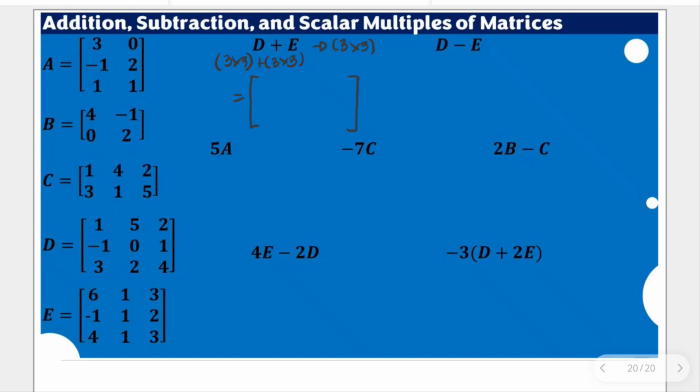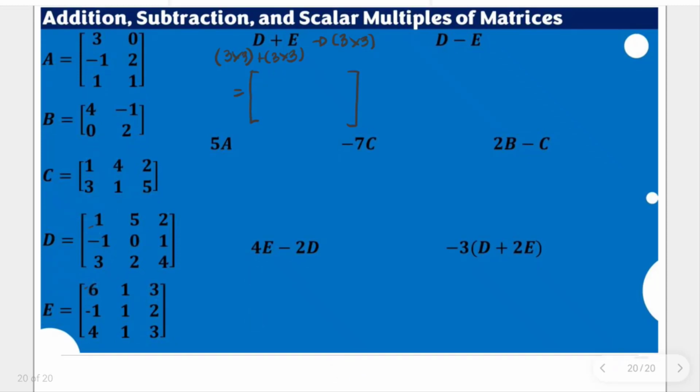So for number 1, 1 plus 6, I have here 7. Next, 5 plus 1, 6. Then you have 2 plus 3, 5. Then negative 1 plus negative 1, negative 2. 0 plus 1, 1. 1 plus 2, 3. Then you have 3 plus 4, 7. You have 2 plus 1, 3. And 4 plus 3, 7. This is the result for D plus E.